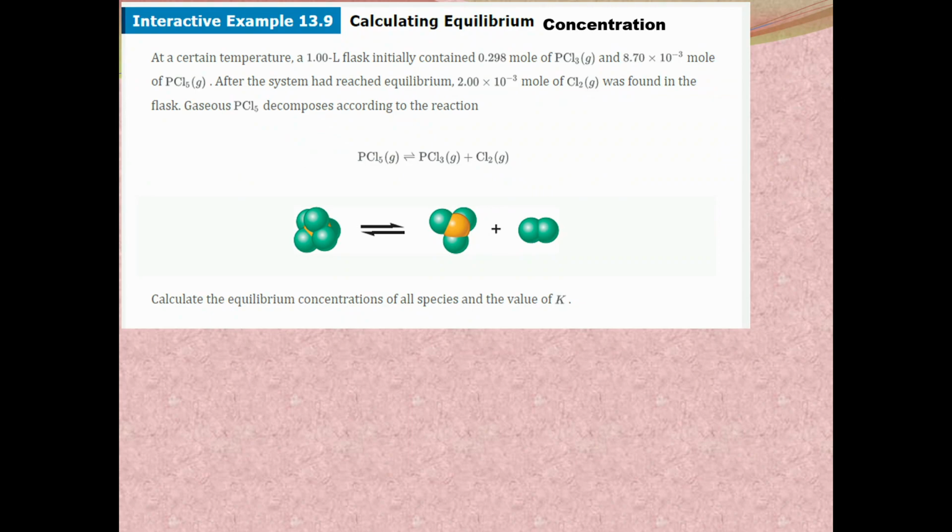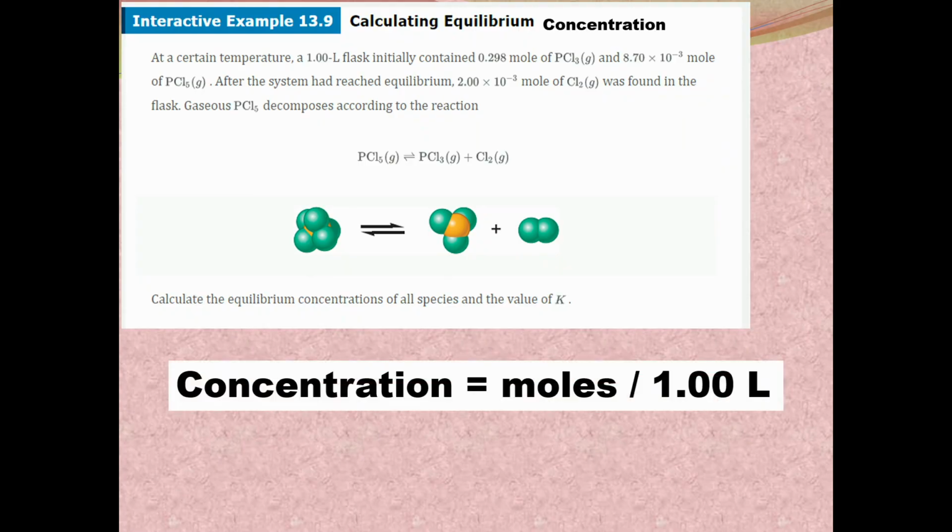It's telling me that I'm starting with no chlorine whatsoever. I'm starting with PCl3 and PCl5. At equilibrium, I've created some Cl2. If I start with no Cl2, I have to have the reaction go forward. I've created a certain amount of Cl2. How much PCl5 and PCl3 do I have left? So, important thing, make sure all of your concentrations are in molarities. In this case, it was the same as the moles. I just divided by 1.